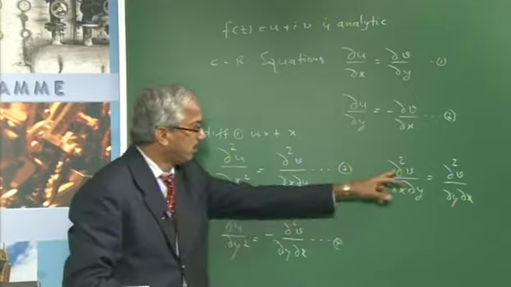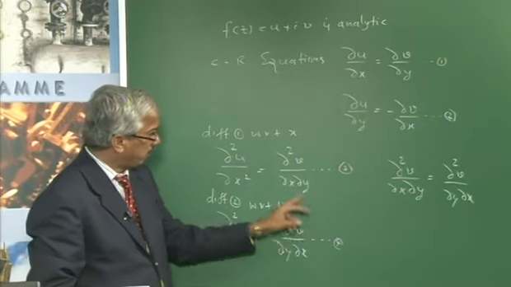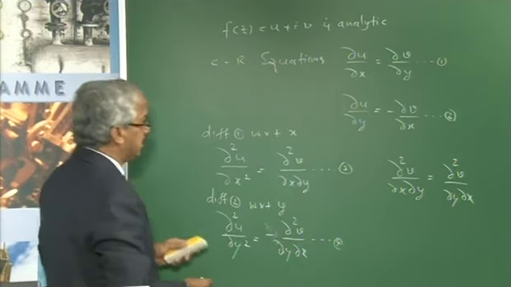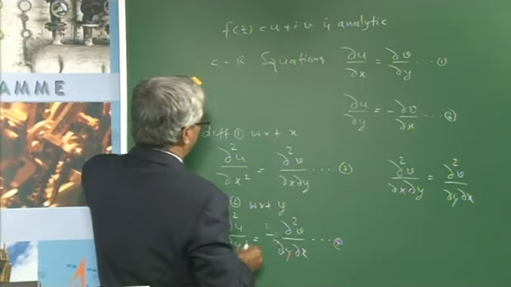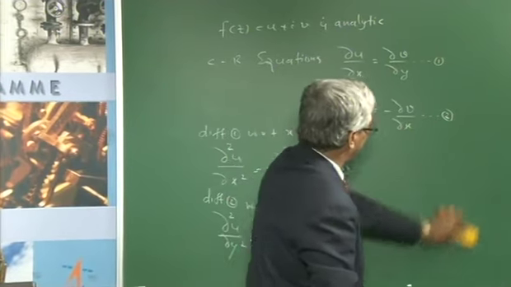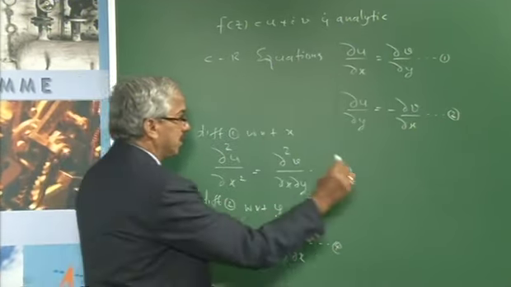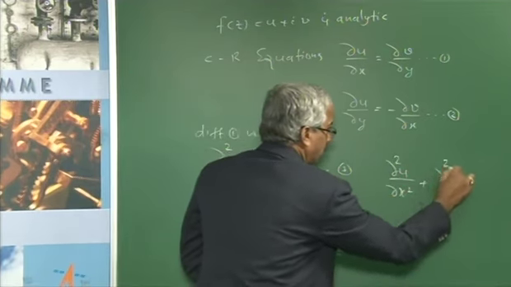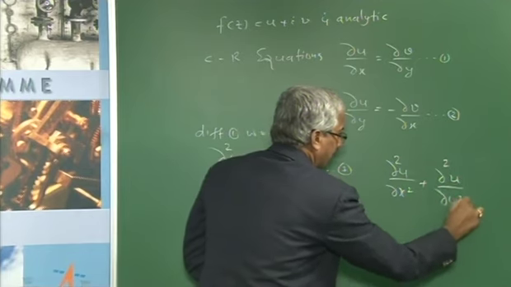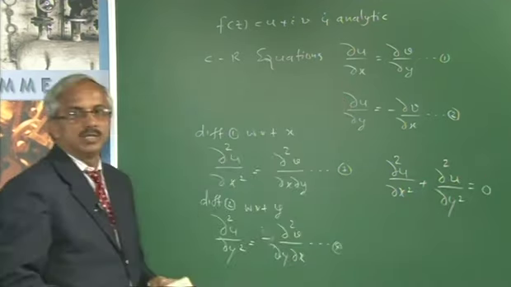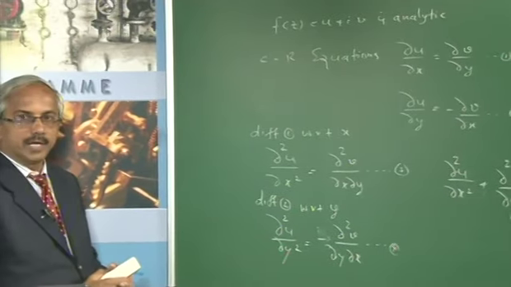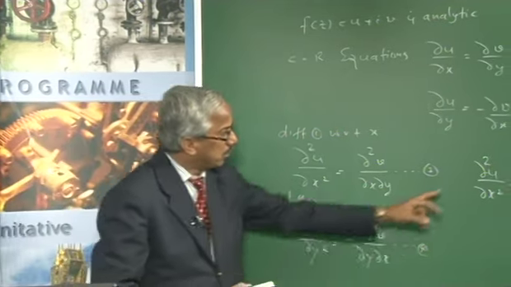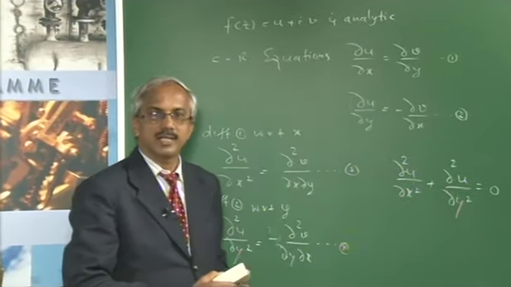Therefore, if I add 3 and 4, these two terms have opposite signs, so they will get cancelled. Adding 3 and 4 gives ∂²u/∂x² + ∂²u/∂y² = 0. Therefore, u satisfies the two-dimensional Laplace equation.